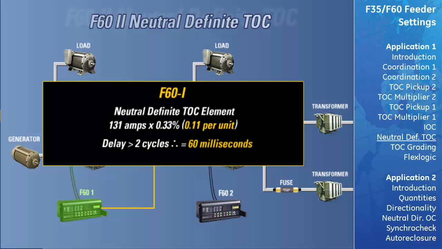Due to this relay being used as the backup for F62, the delay setting will be slightly greater. The delay should be set greater than 2 cycles. We will use a setting of 60 milliseconds.